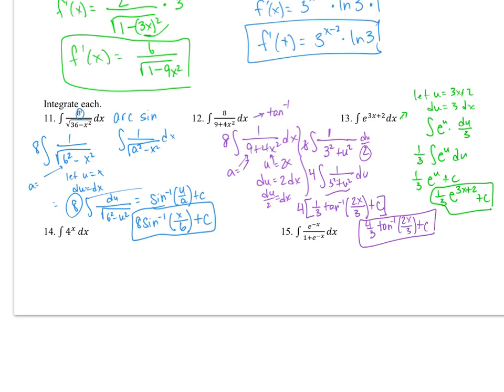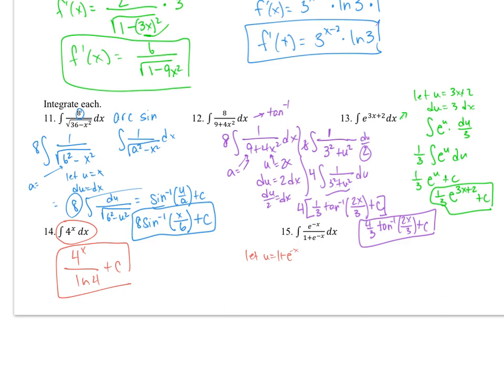So that one was not too bad. All right, moving on to number 14. On number 14, this is just the basic integral for a to the x. And in this case, it's going to end up being a to the x over ln a. So in this case, it's 4 to the x over ln 4 plus c.